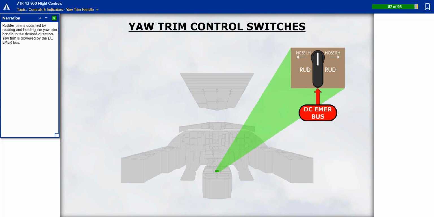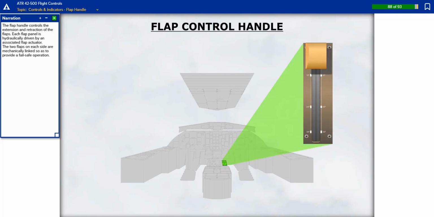Rudder trim is obtained by rotating and holding the yaw trim handle in the desired direction. Yaw trim is powered by the DC emergency bus. The flap handle controls the extension and retraction of the flaps. Each flap is hydraulically driven by an associated flap actuator. The two flaps on each side are mechanically linked so as to provide a fail-safe operation.